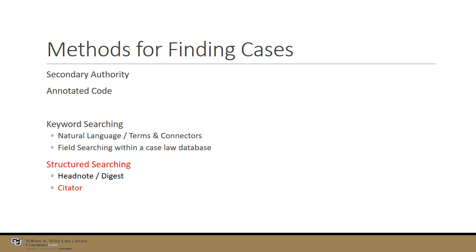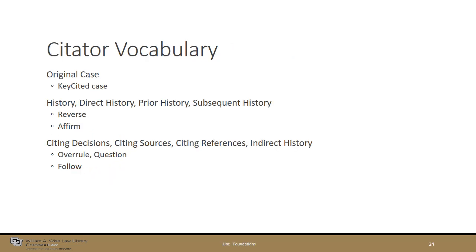So far we've discussed keyword searching and structured searching using the headnote and the digest to find cases. The last method is a citator. And really, the function of the citator is to validate our cases and to see if they're still good law, but they allow us to find cases. Before we get to that, though, there's some vocabulary that we need to learn in order to understand how to interpret what we're looking at when we look at a citator.